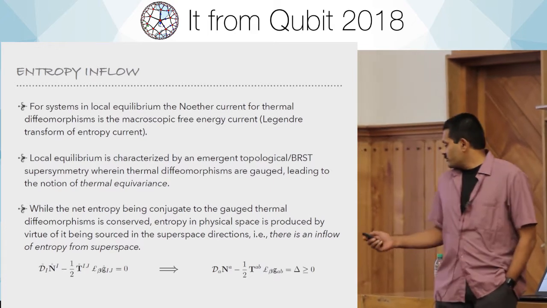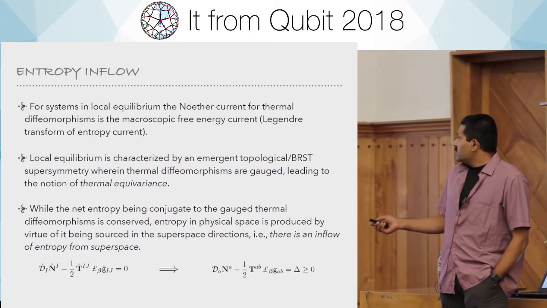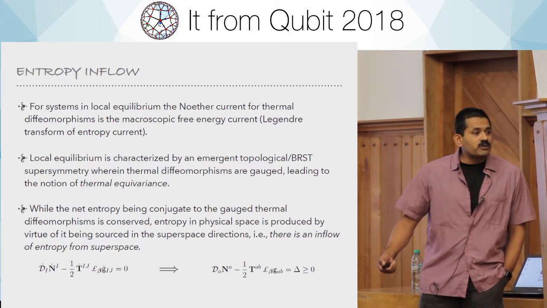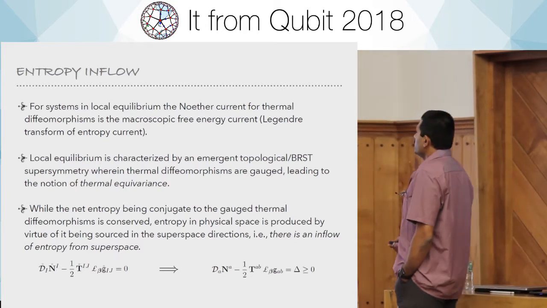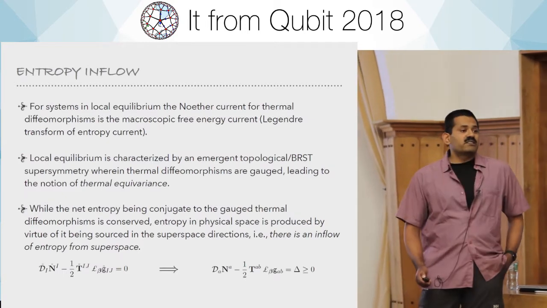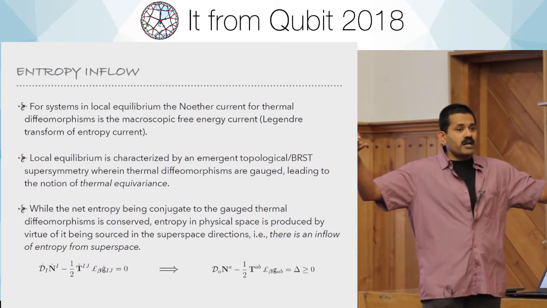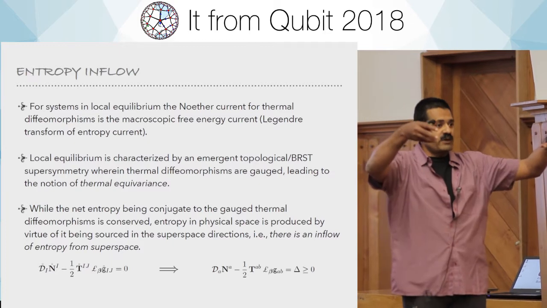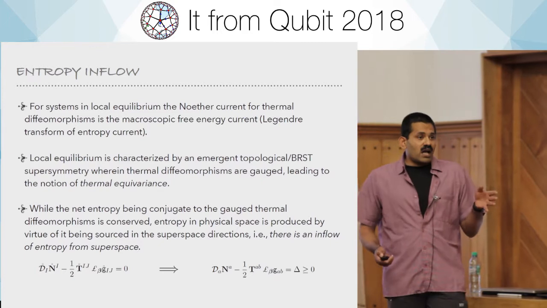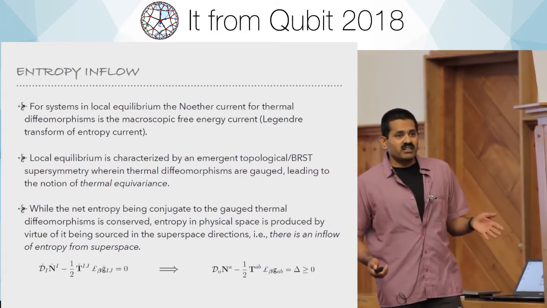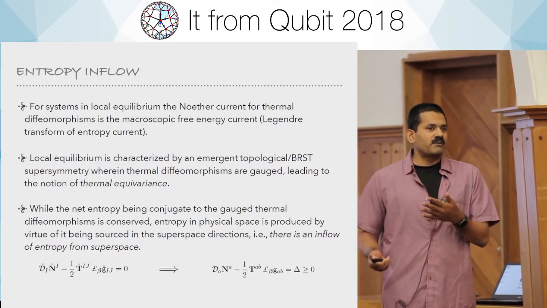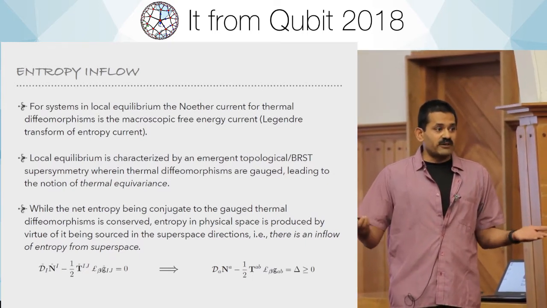So a statement that I'll try to prove to you at the end of the talk is that the net entropy is conserved, but it's a net entropy including the topological contributions. The physical entropy is produced by being sourced in the superspace directions, and in some sense, there's an inflow of entropy from superspace to physical space, which leads to the second law of thermodynamics. Okay? I think these statements ought to hold very generally. The only context where I know how to prove this is the context I'm going to describe to you, local equilibrium, which is hydrodynamics.